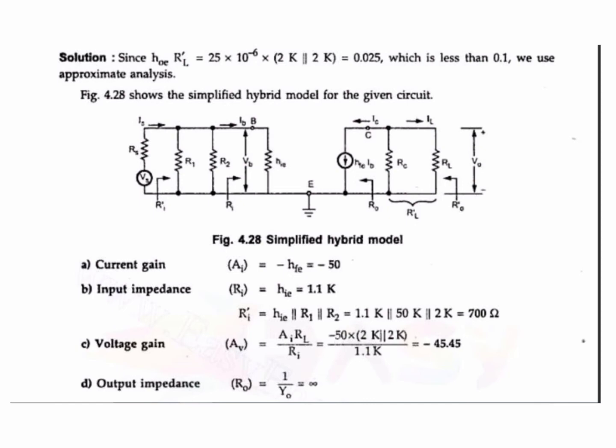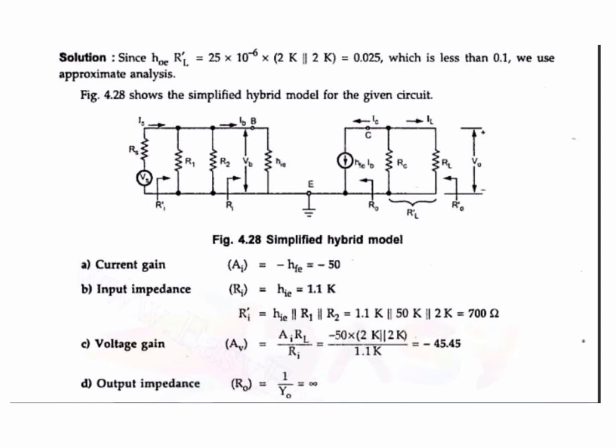And finally voltage gain is equal to AI into RL by Ri. Okay, I hope you remember this formula from the previous slide. The value is minus 45 by 45. All these are mere substitutions only, so don't need to worry about that. You use the formula correctly and make use of a calculator, you will get the answer correctly.